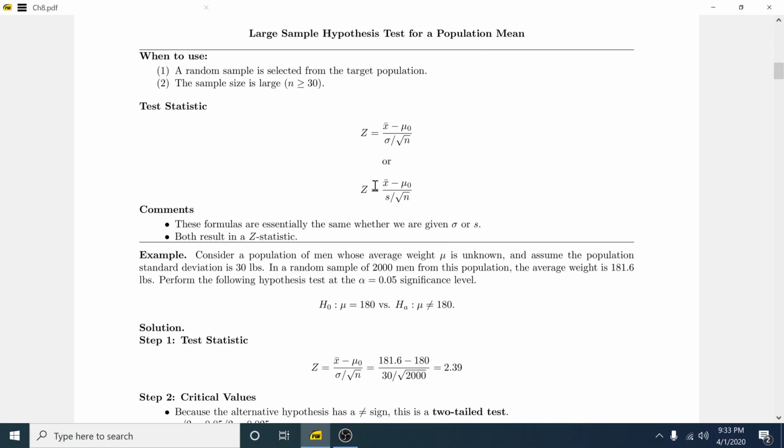Now some books will actually put a t statistic here, but the thing is, whenever your sample size is large, the t statistic is approximately equal to a z statistic anyway, so don't sweat that. Just feel free to use the z statistic in this case.